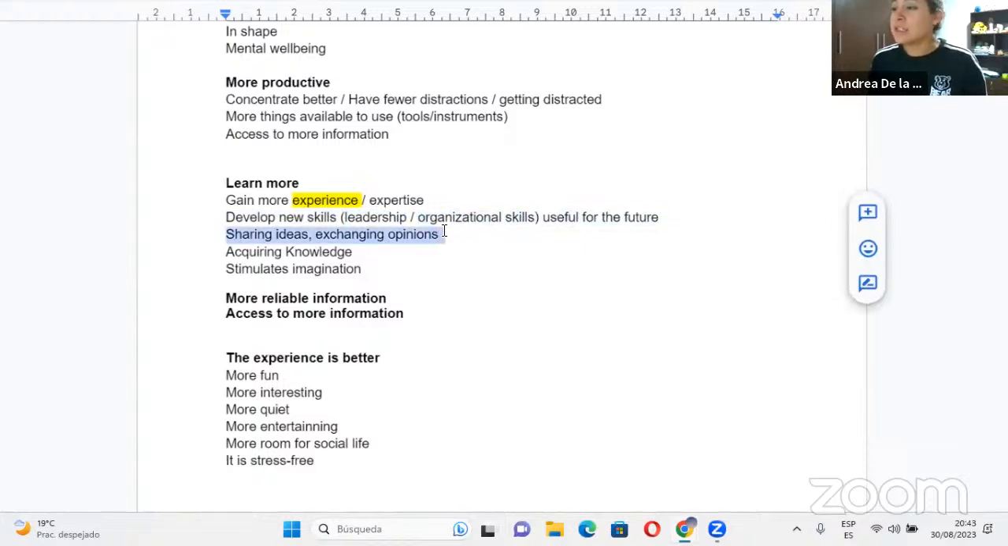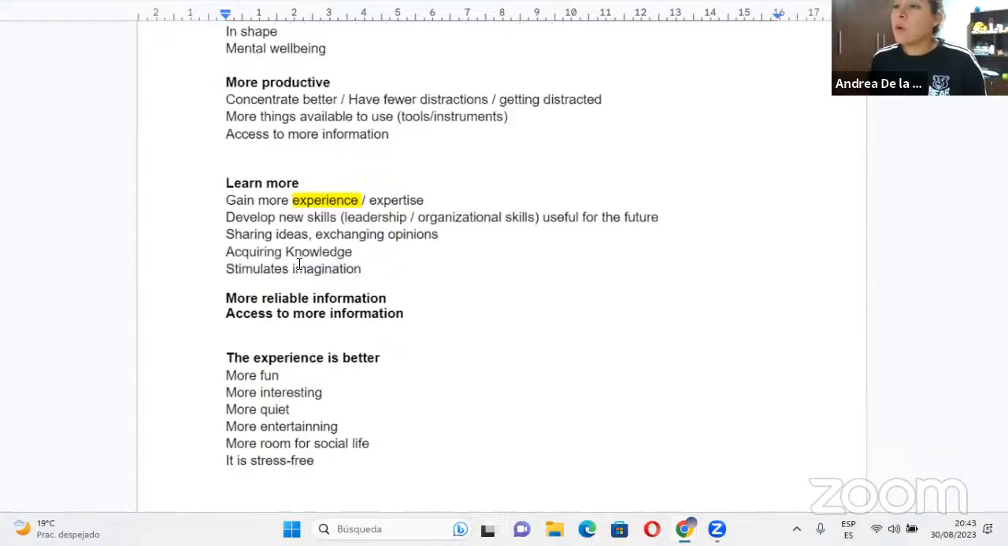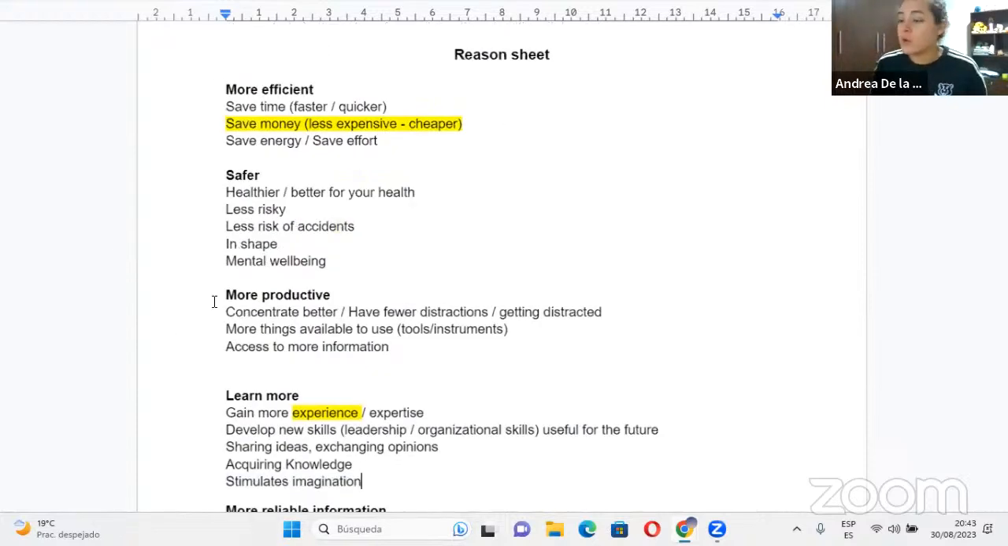Sharing ideas, exchanging opinions was something that was used for the previous question, right? When we were talking about doing assignments in a group. So sharing ideas, exchanging opinions, acquiring knowledge, stimulating our imagination, getting out of our comfort zone, right? So create a reason sheet of your own where you're going to start writing down the reasons that you think you could probably use for other questions as well.